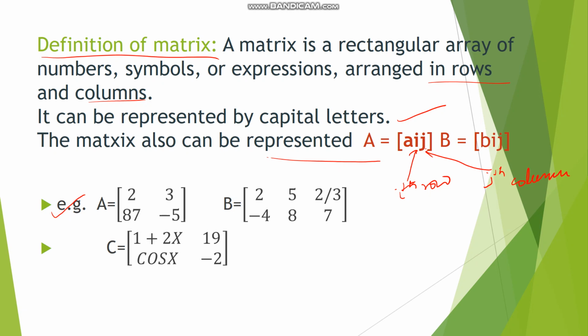Here are some examples of matrices. In this example, you can see the matrix is represented by capital letters of the English alphabet. The elements of a matrix can be any number, whether it is positive, negative, fractional value or function, as well as trigonometric values also.